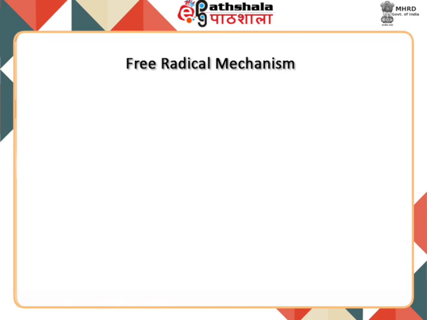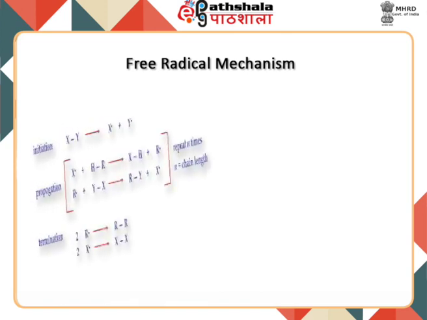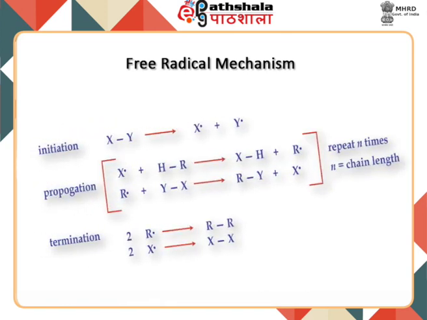In the radical mechanism, homolytic bond cleavage takes place. The free radicals are involved in a chain reaction, which leads to chain propagation. The final step, chain termination, involves combination of two radicals as shown in the figure.